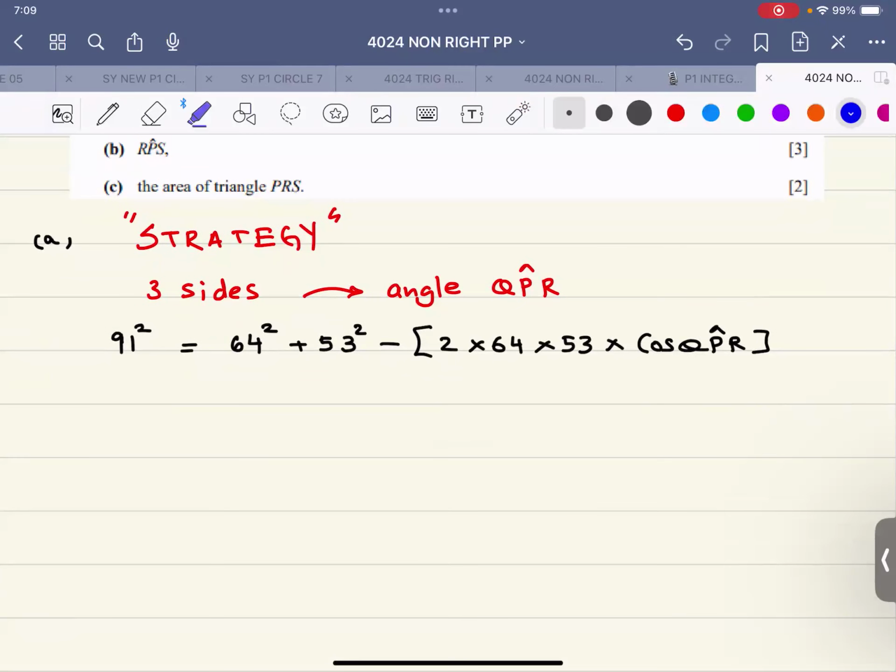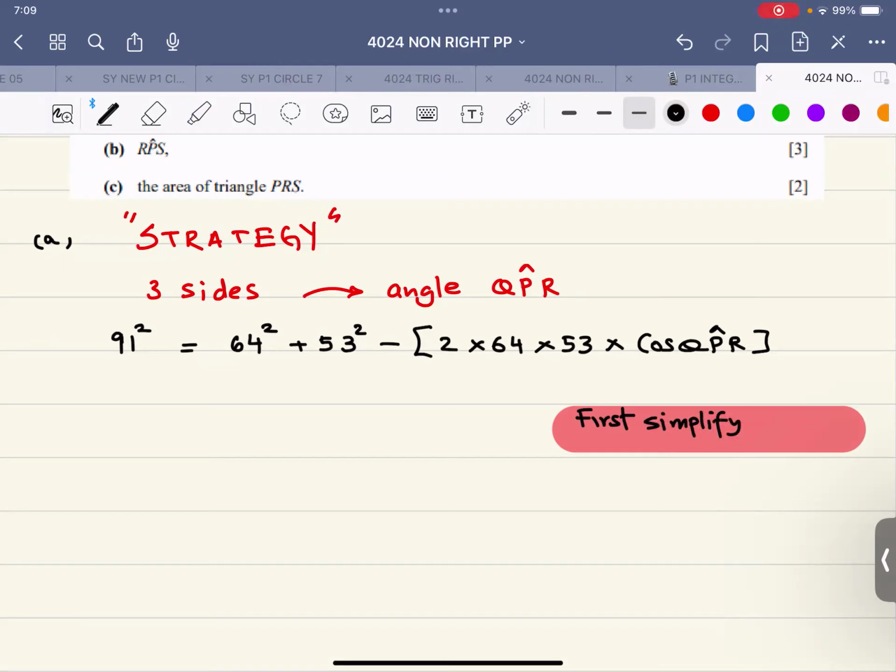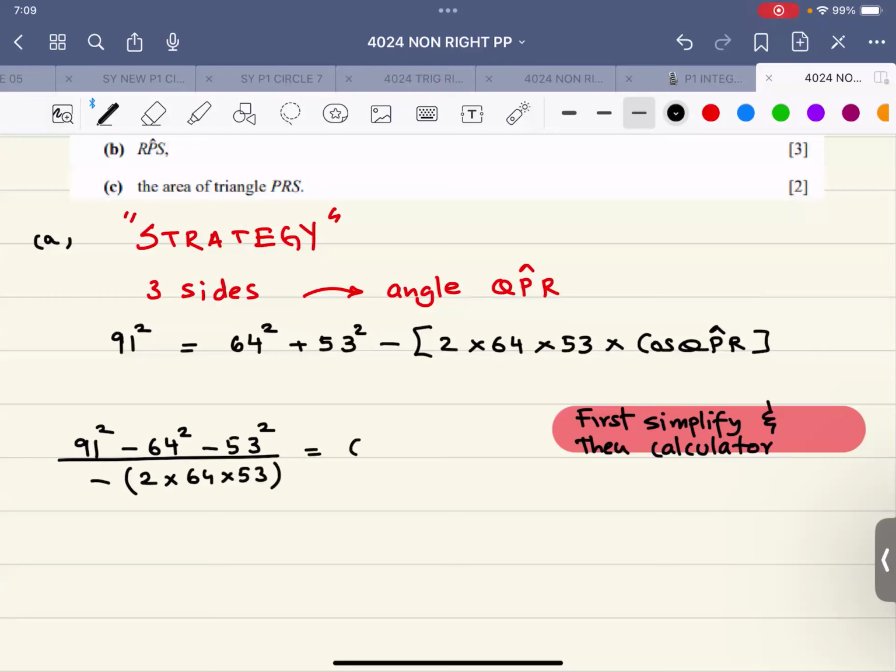Second thing, let me highlight the important detail: first simplify as much as possible and then use the calculator. Do not use the calculator at the very beginning, because you will be losing out on accuracy. So 91 squared minus 64 squared minus 53 squared, divided by negative 2 into 64 into 53, equals cosine of QPR.